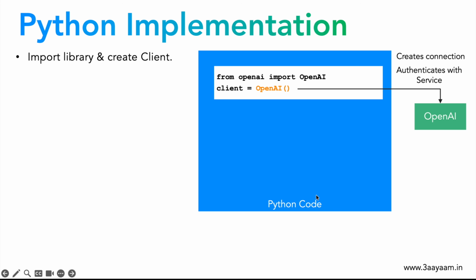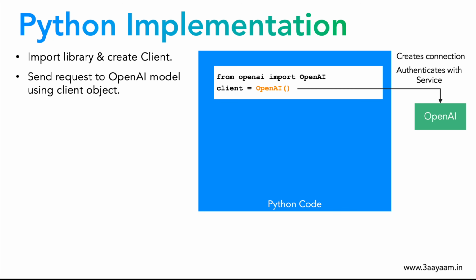Now, whenever we create this client and this line of code gets executed, it picks up the API key, sends the API key, and then the service will authenticate with the API key. Now, why is it so? Because we have logged into the OpenAI platform using our ID, then we created the API key. So that's how it authenticates. Now, once it is done, we'll have to send a request to the OpenAI model using the client object.